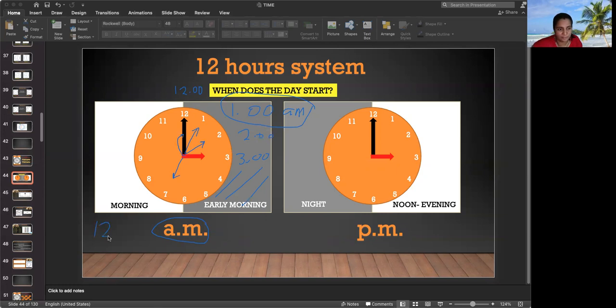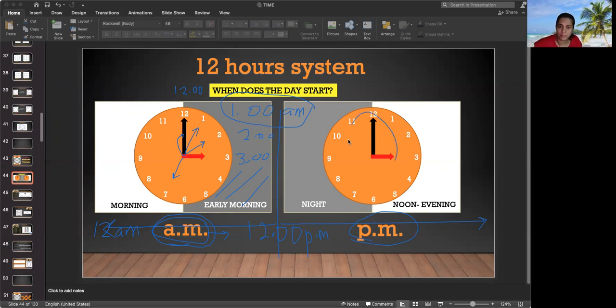So from 12 midnight, which is AM, when 12 hours of the day are completed, you reach exactly 12 in the afternoon, known as midday, and that's when PM starts. PM means post meridian, AM means ante meridian. So AM is the 12 hours before midday, and PM is the 12 hours after midday. Midday means right in the afternoon.